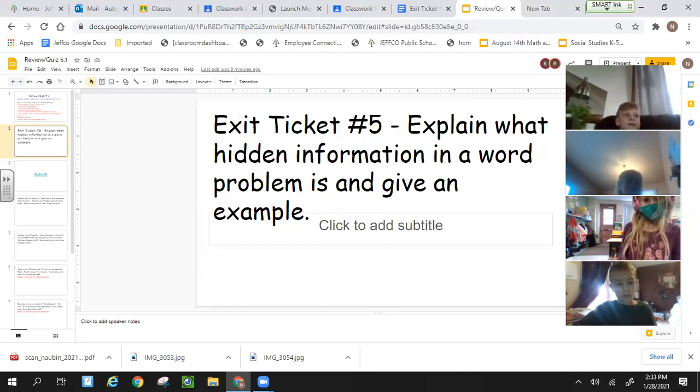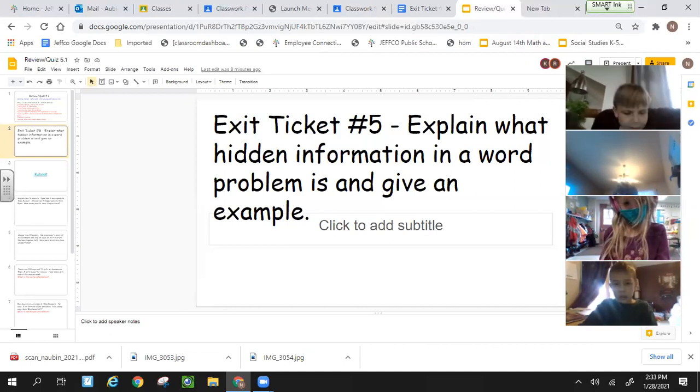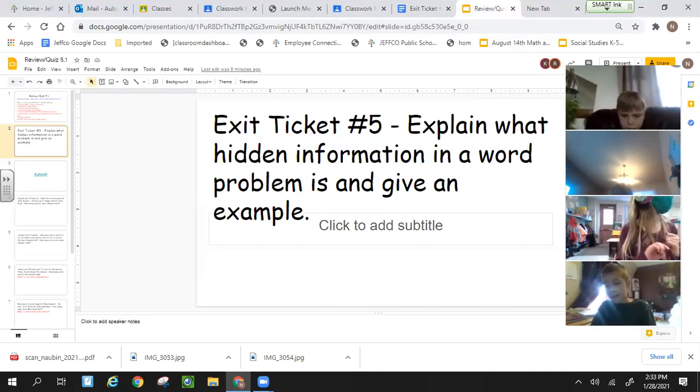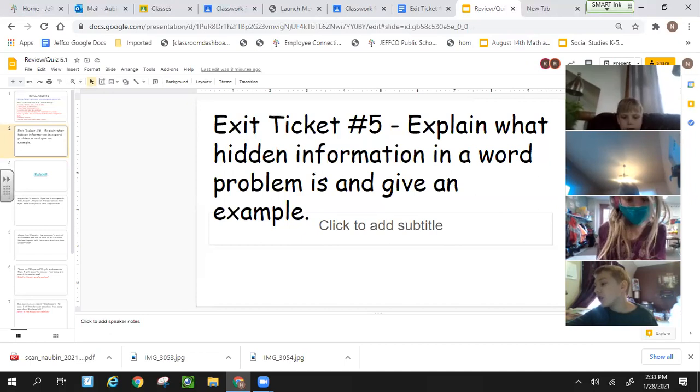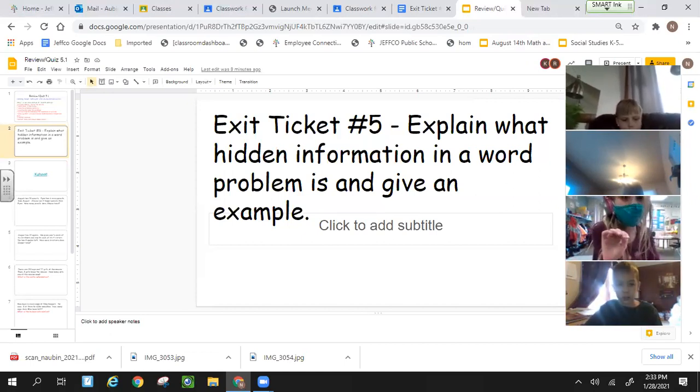It also is a number that represents hidden information. It's a number that represents hidden information. Now I see some of you getting it. I can't see your board. What is it, Max? 12. If you got 12, you're right.